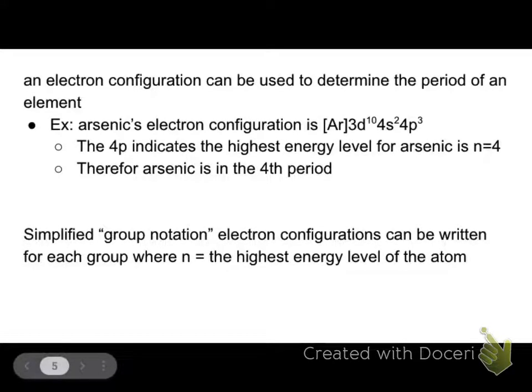We're going to write simplified group notations for each group or each column on the periodic table. And when we write those, they will be for the outermost energy level, for the outermost shell of the atom, and they will be written where N equals the highest energy level of that atom. When we get to one, I'll explain it to you.